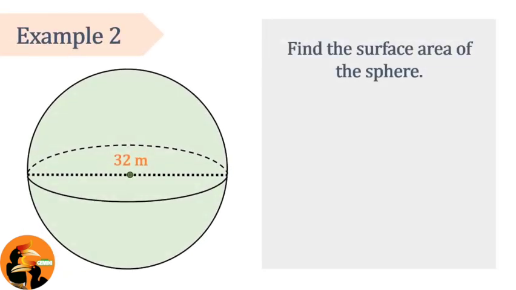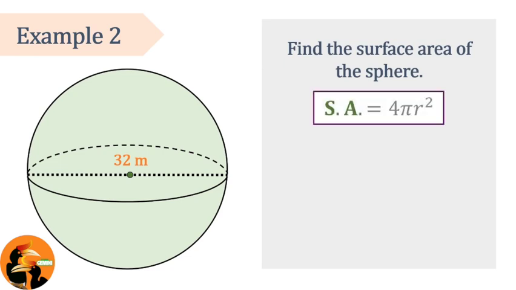What is the surface area of this sphere? Again, we'll use the same formula, and we know pi is 3.14. What about our radius? Well, in this example, we're not given the radius. Instead, we're given the diameter, which stretches through the entire sphere. That's okay though. We can find the radius using the diameter.